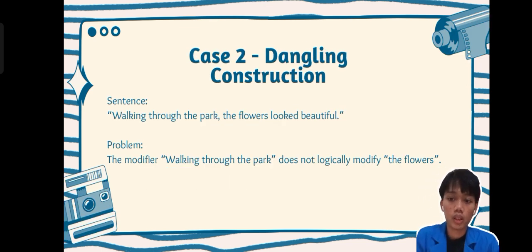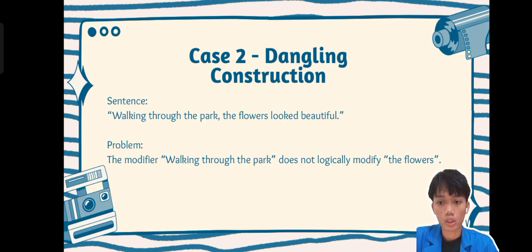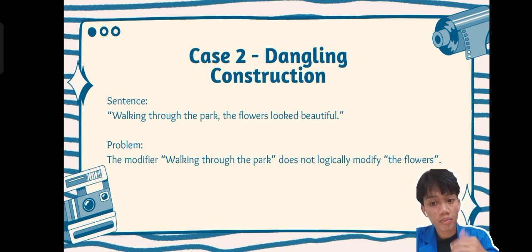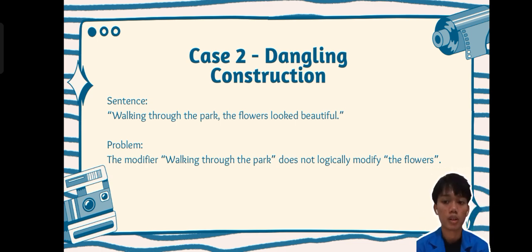The second case is about dangling construction. Here's the sentence: Walking through the park, the flowers look beautiful. At first glance, it looks fine, but grammatically, it's incorrect because the modifier walking through the park doesn't match the subject, the flowers.